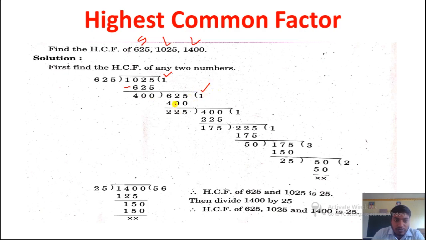400 into 1, 400. Now subtract: 5 minus 0, 5; 2 minus 0, 2; 6 minus 4, 2. Here we got the remainder 225. Now by this remainder we will divide this divisor 400.